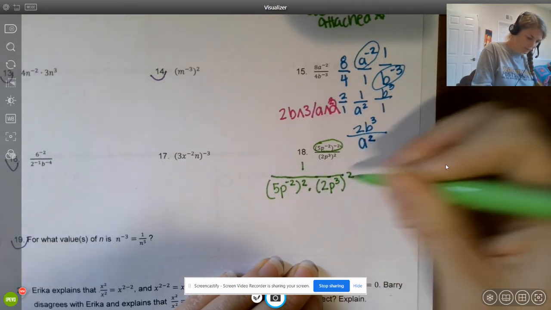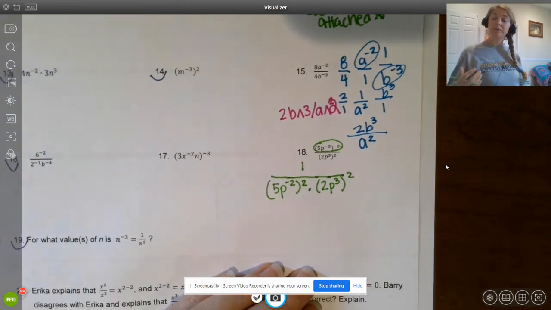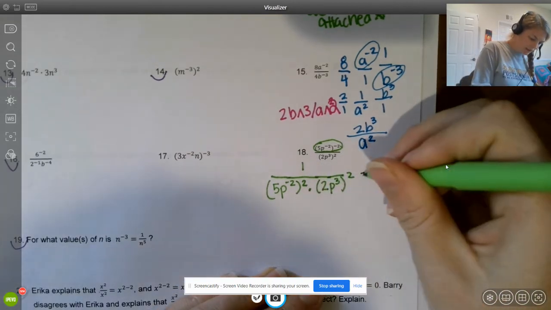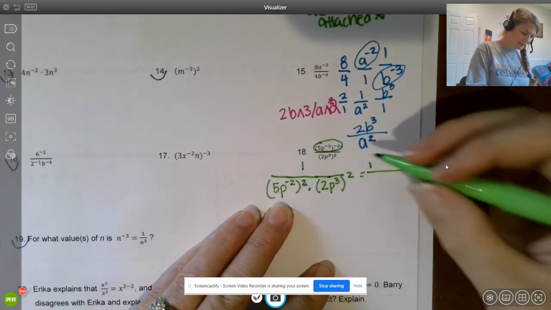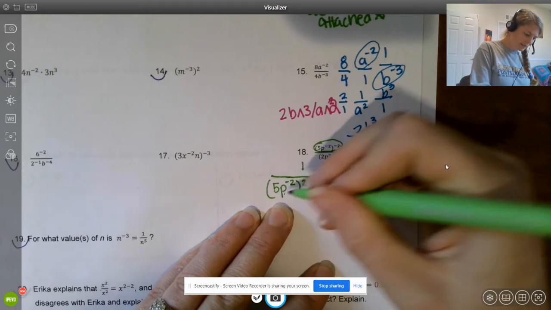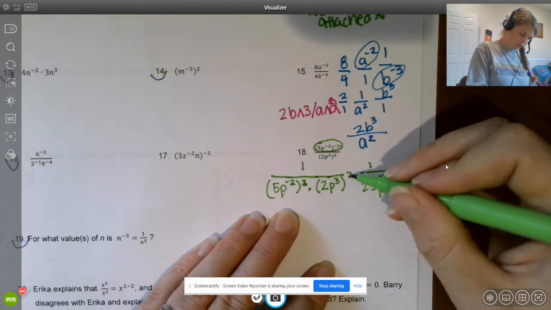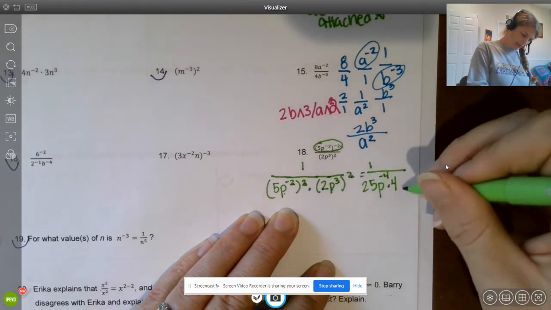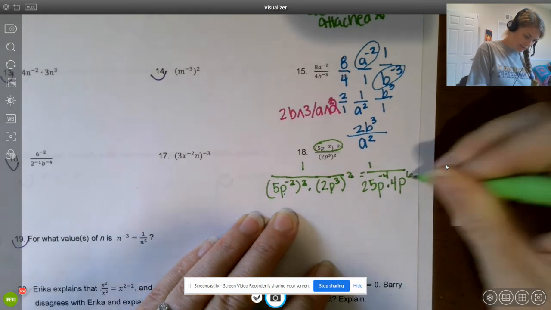So again, maybe you did this step here, and that's fine. Sometimes I try not to do too many steps at once so I don't make a silly mistake, and it's a little more efficient to check my work. So now this is going to be 1 over 5 to the 2nd is 25. P to the negative 2nd to the 2nd is p to the negative 4th. 2 to the 2nd is 4. And p to the 3rd to the 2nd is power of a power, p to the 6.